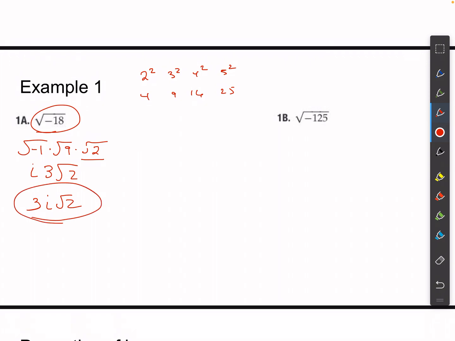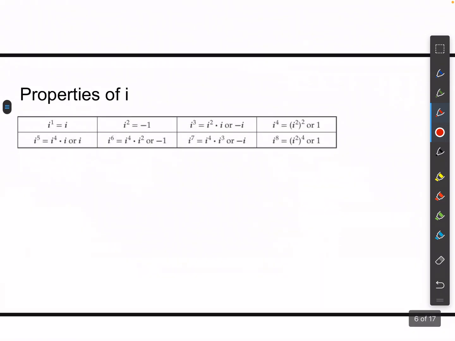Go ahead and try out 1b. Try to simplify that one down. Let's see what we got here. We got the square root of -1 times the square root of 25 times the square root of 5. This becomes 5i root 5. Okay, some properties of i. We already talked about the fact that anything to the first power is just itself, so i to the first power is just i.